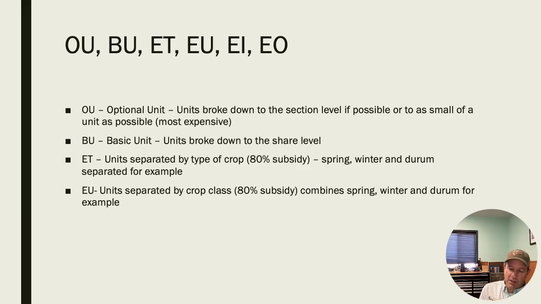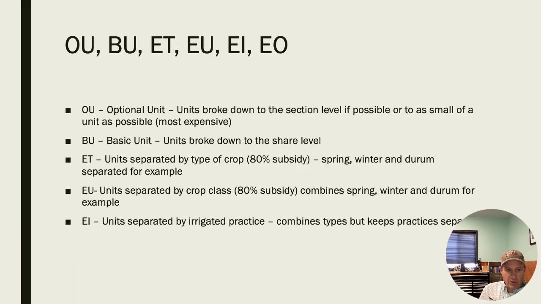That allows us to keep the spring wheat separate from the winter wheat, separate from the durum. If it says EU on there, that's going to combine spring wheat, winter wheat, and durum together before it pays out.